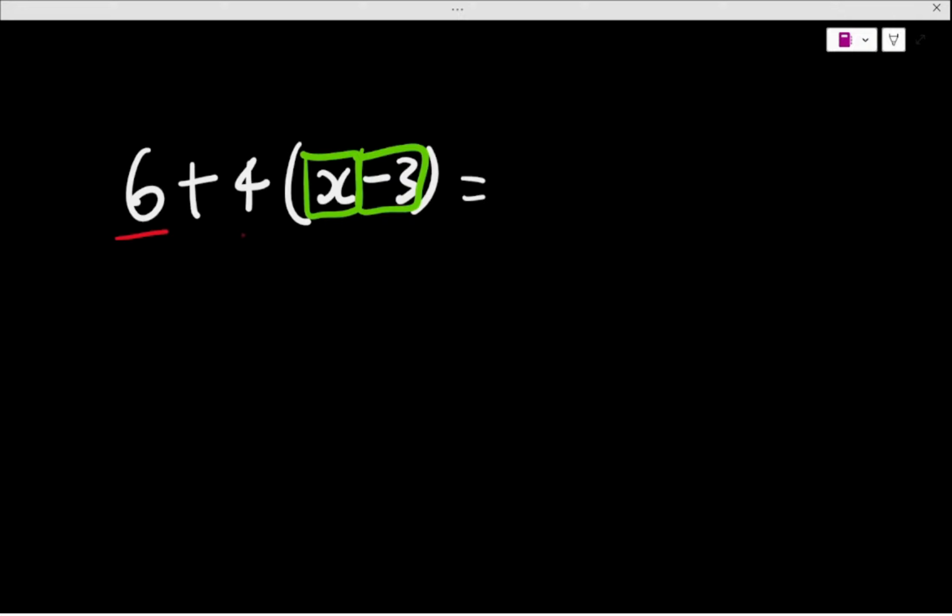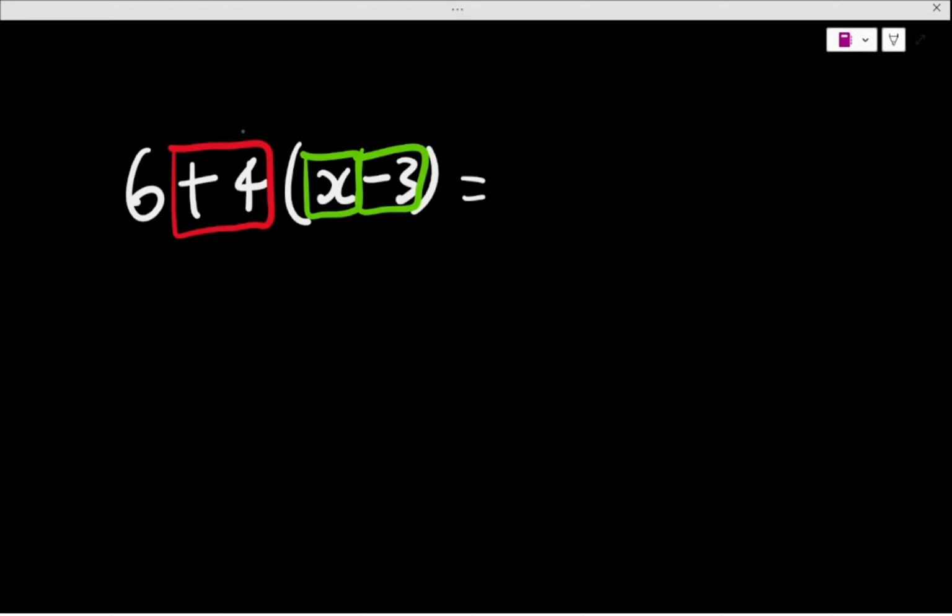Is it 6 or 4? Well, 6 is not being multiplied by the brackets, so that is not what we are distributing. An easier way to think of it is just look for the thing that's directly to the left of the bracket, which is 4. But I also recommend you to box up the plus sign as well. We'll see why later.